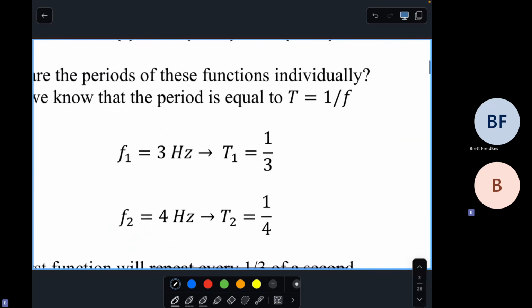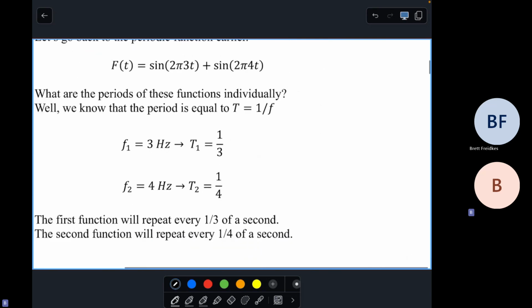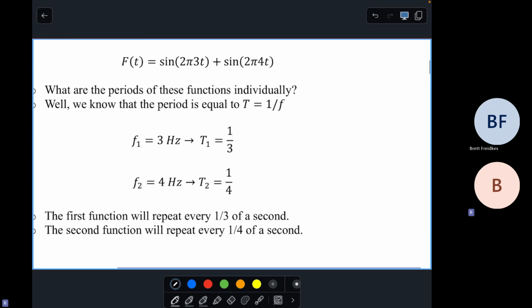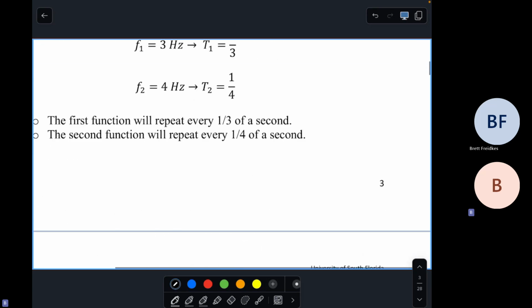So what we do is we look at the periods, which again are the reciprocals of the frequencies in hertz. So the first function will repeat every 1/3 of a second. The second function repeats every 1/4 of a second. What we want to do is to see when they match.